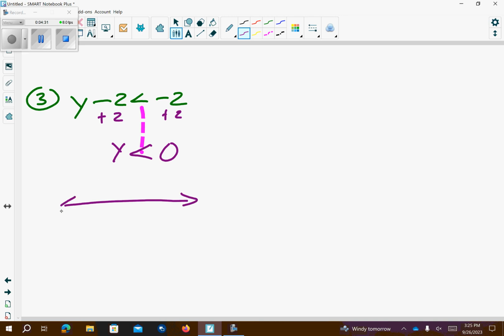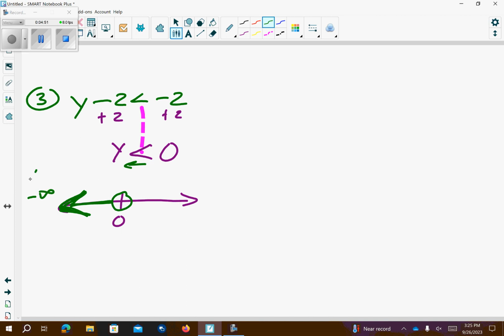So if we put that on a number line, we have 0 right here. It's going to be an open dot on the 0 because we don't have the little line underneath the inequality. I want values less than, so this arrow points to the direction that we're going to shade. We're going to shade to the left. Now, if we shade to the left, we get to something called negative infinity.